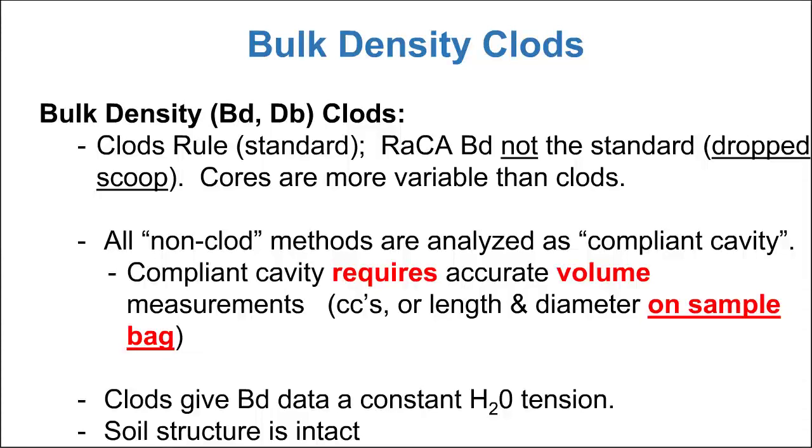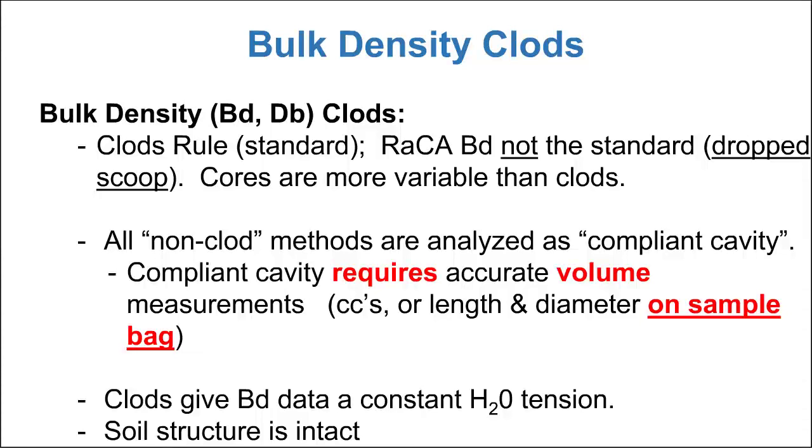But cores makes the assumption that the core ring is left on the sample when you send it to us. So if you use a core ring to take bulk density samples and then push the soil out of the ring into a bag, it is then compliant cavity. And for compliant cavity, any of those methods, be it frame, the core rings, the scoops, the cans, all of those things, we must have a good volume measurement, and you have to make it. We can't.